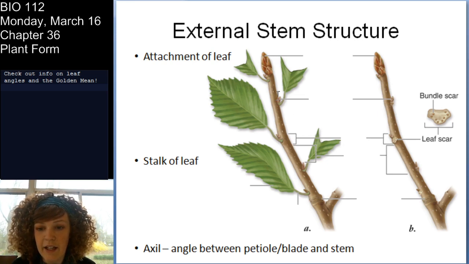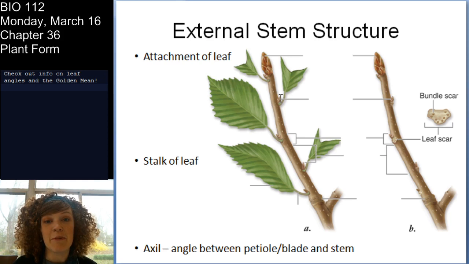All right, here we have an axillary bud. So you have your leaf blade, your petiole, and in the middle there you'll have an axillary bud. This angle between the petiole and the bud itself is called the axil. And this angle corresponds to 137.5 degrees. And that actually corresponds to the golden mean. So that's over here. I actually said check out info on leaf angles and the golden mean. The golden mean is found like everywhere.